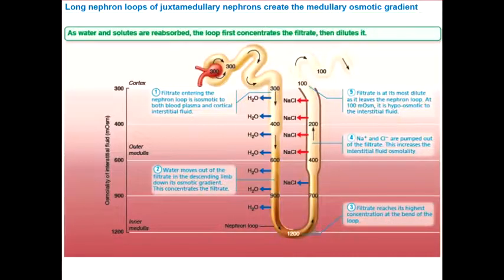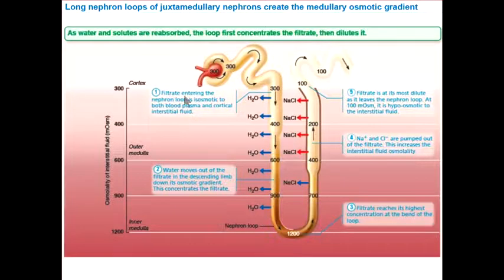So we see that even better on this image here. It says as water and solutes are reabsorbed, remember reabsorb means leave the tubules, the loop first concentrates the filtrate, then dilutes it. So look at the color. We have concentrated filtrate and then dilutes it. We can go through these steps here.